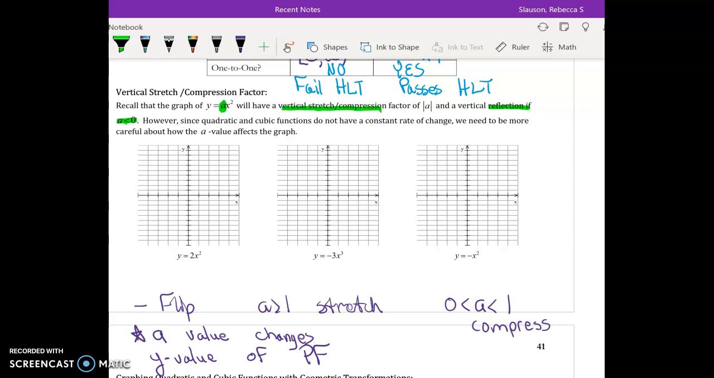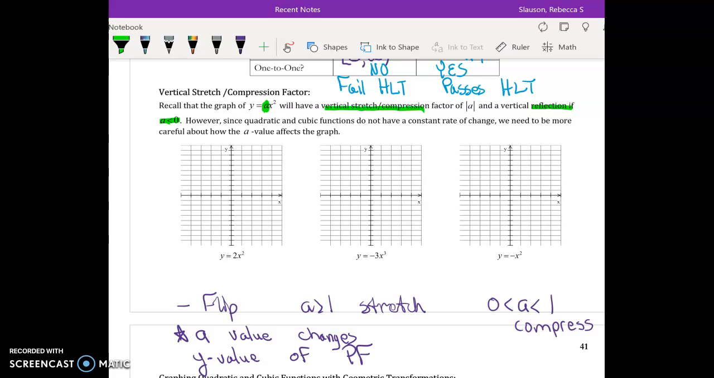So let me show you how we do that. This is the first step when we start to graph them. We want to take a look at A, whether it's negative, it's bigger than 1, in between 0 and 1. So where I'm going to start is I'm going to make a table. It is your job to remember these values. So we're going to start with x squared, with our parent function.